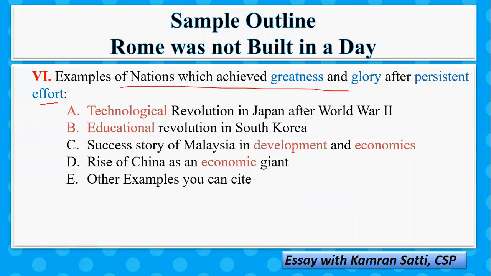Here, once again, remember, I'm mentioning the countries, but there is a tendency among students just to write the name of the country, like Japan, South Korea, Malaysia, China. But you have to give a one-liner explaining why you are writing the examples of these countries, and how these examples in the outline serve the purpose of proving your point. So I have given one-liners: technological revolution in Japan after World War II.